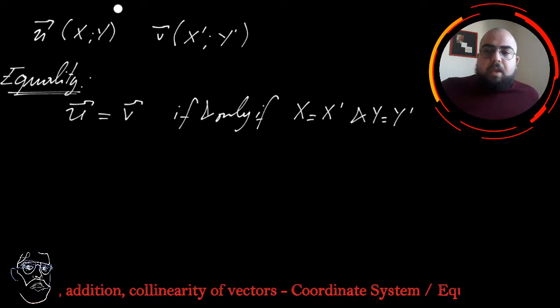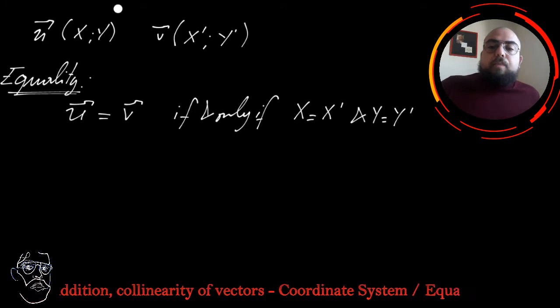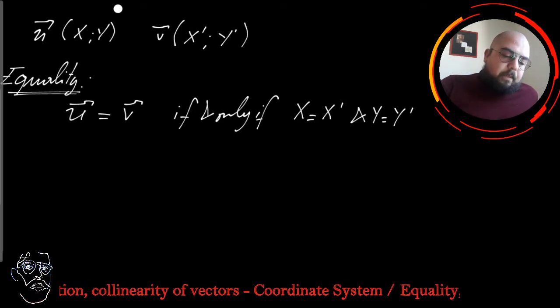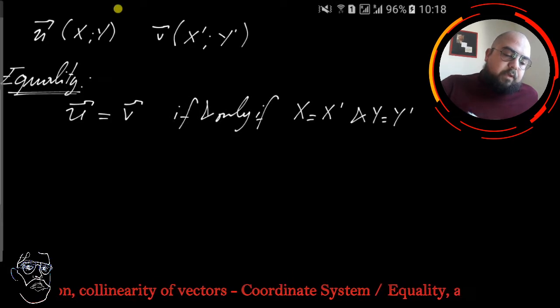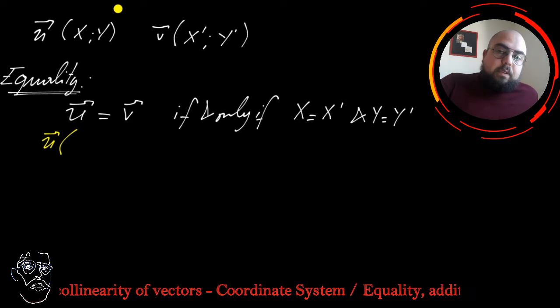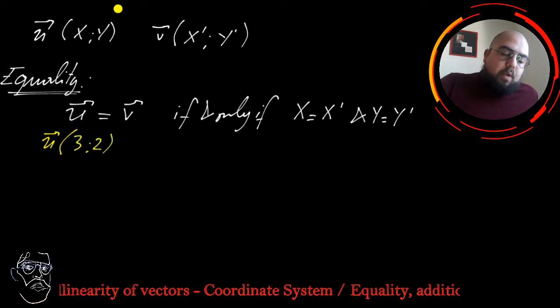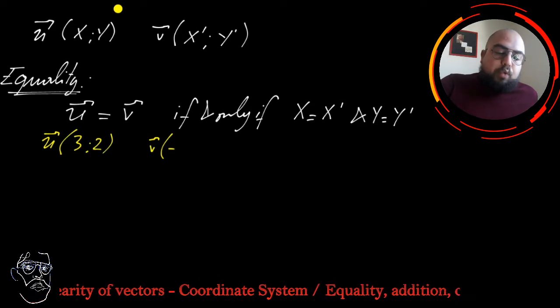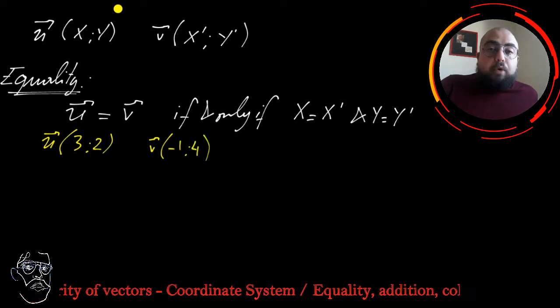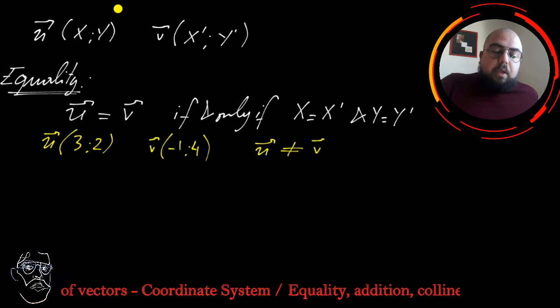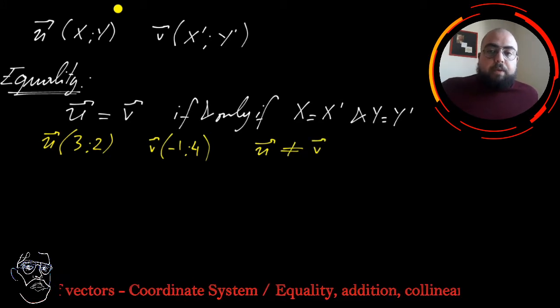If you want to take an example, let's say the vector u has the components 3, 2, while the vector v has the components -1 and 4. They are totally different, so I cannot say that u is equal to v. They should have the same components.